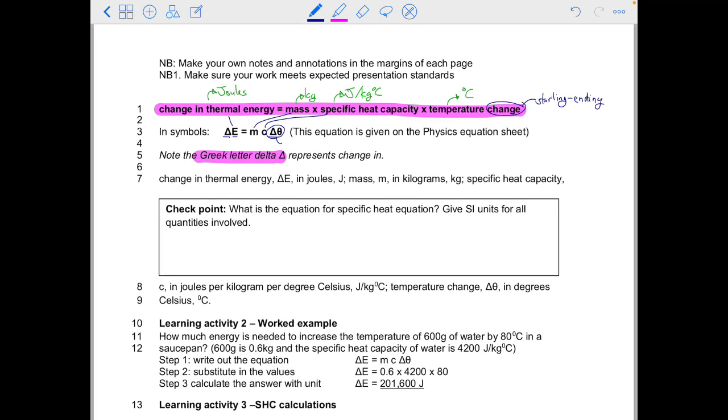All right, now that we've done that, pause the video, look at your book, and just write, without looking back, see if you can write down the equation for specific heat capacity, including having all of the units that you need.